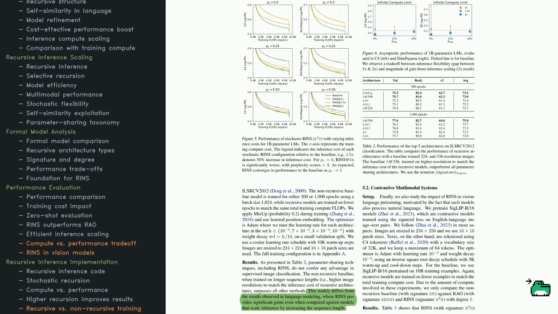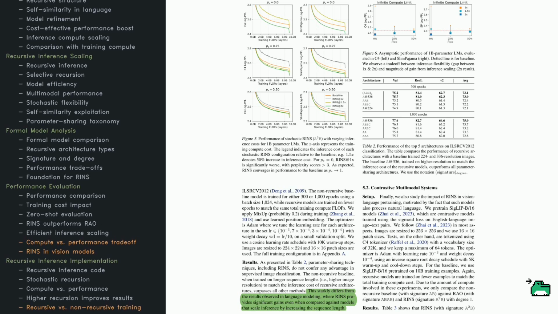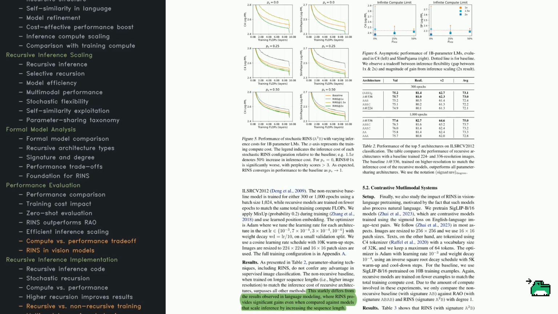Then Figure 6 looks at what happens if you have essentially unlimited compute. RINS still wins out compared to the baseline, but the gap narrows. So, recursion is helpful, but it's not an infinite well of improvement.